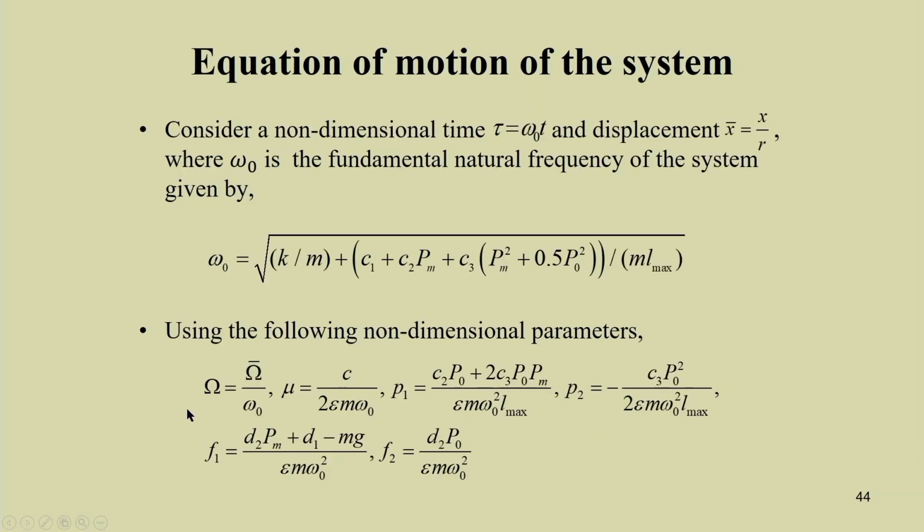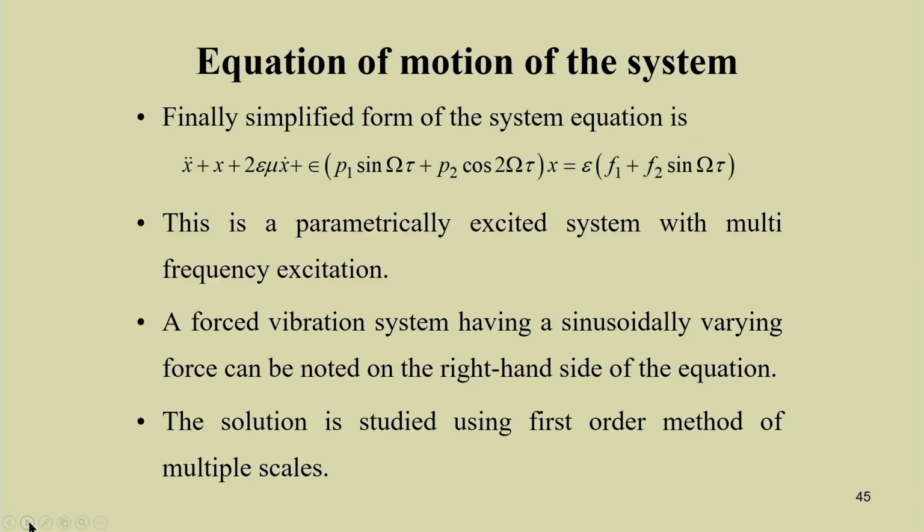By using the parameters omega equal to omega bar by omega 0, mu equal to c by 2 epsilon m omega 0, P1 equal to C2 P0 plus 2 C3 P0 Pm by epsilon m omega 0 square L max, and P2 equal to minus C3 P0 square by 2 epsilon m omega 0 square L max, and F1 equal to D2 Pm plus D1 minus mg by epsilon m omega 0 square, and F2 equal to D2 P0 by epsilon m omega 0 square, we can write this equation in this form.